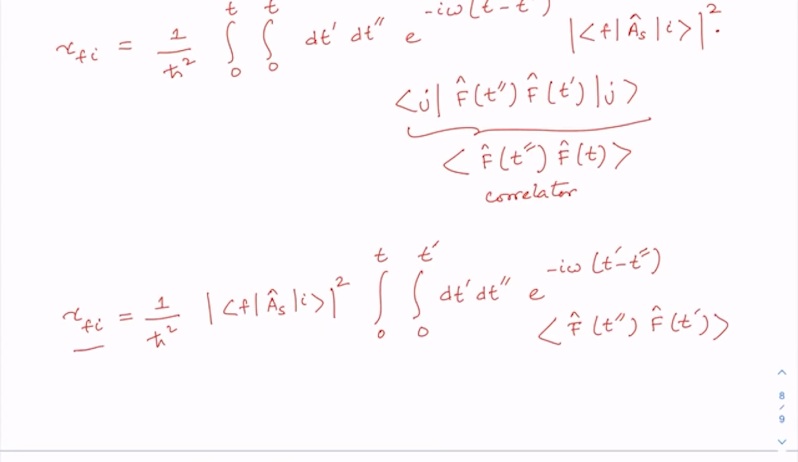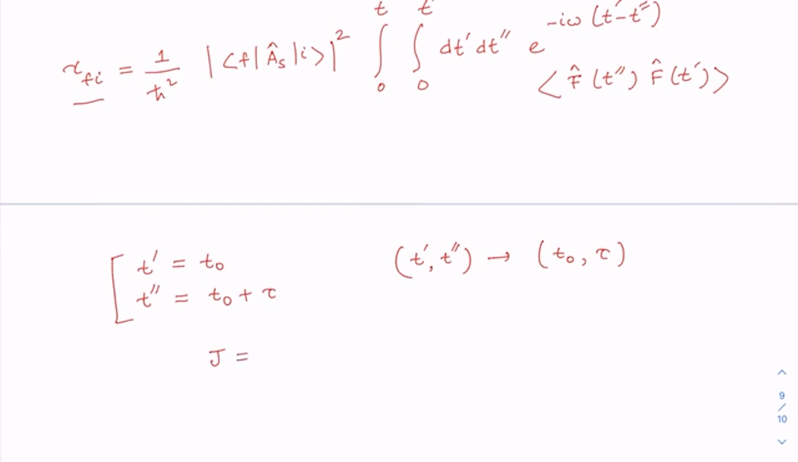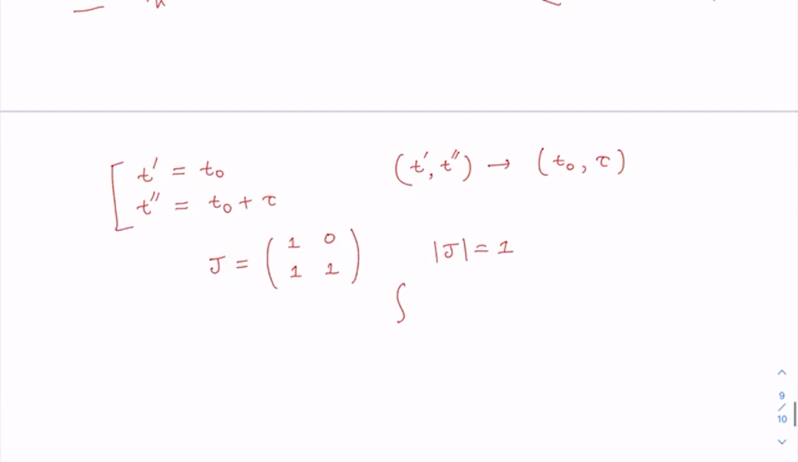We can express gamma fi in a more convenient form if we substitute t dash is equal to t0 and t double dash is equal to t0 plus tau. That means I am going from the variable set t dash, t double dash to the variable set t0, tau. And if you look at this transformation, the Jacobian of transformation is 1 0 1 1, and because the determinant of this Jacobian is equal to 1, we can write this double integral dt dash dt double dash as dt0 d tau.